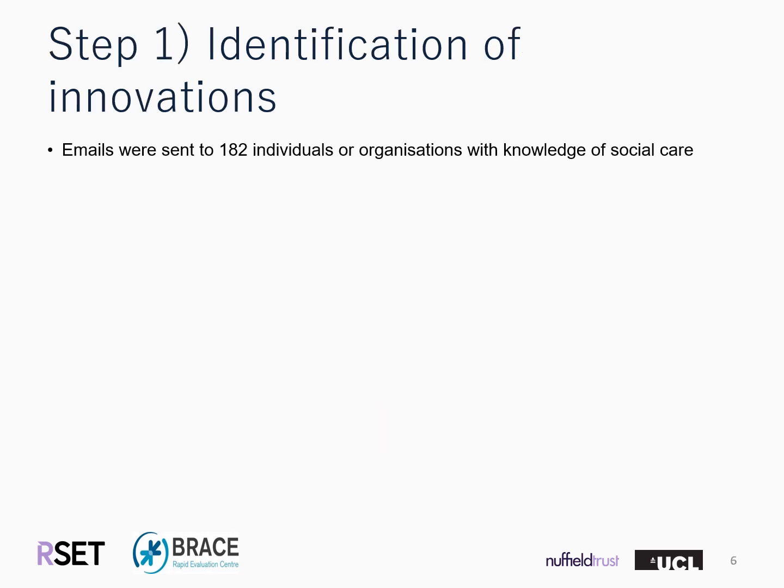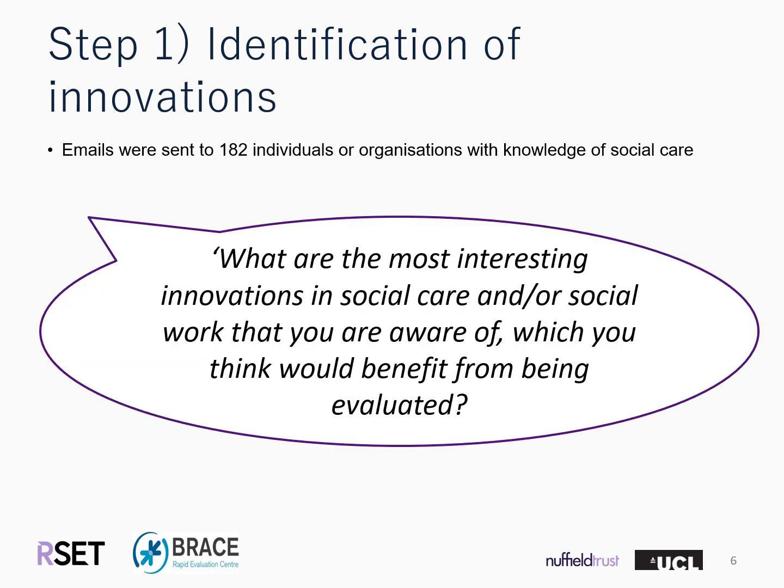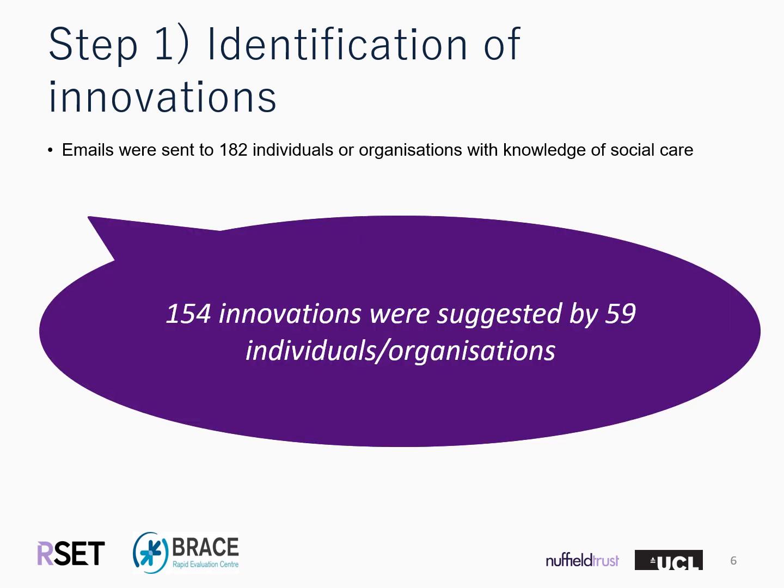So for the first step, to identify innovations, we sent emails to 182 individuals or organisations with knowledge of social care. So what did we ask them? We asked them to answer the question, what are the most interesting innovations in social care and/or social work that you are aware of, which you think would benefit from being evaluated? We ended up with 154 innovations suggested by 59 individuals or organisations. Innovations were suggested by charities, universities, local councils, academic health science networks, health and social care partnerships, government teams, social care enterprises, professional bodies and NHS trusts.